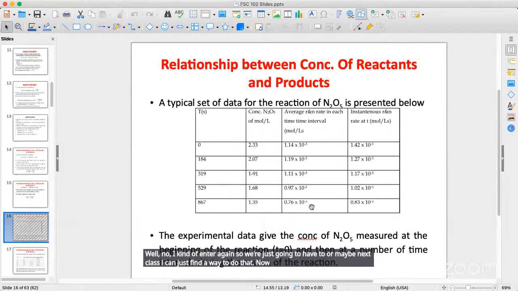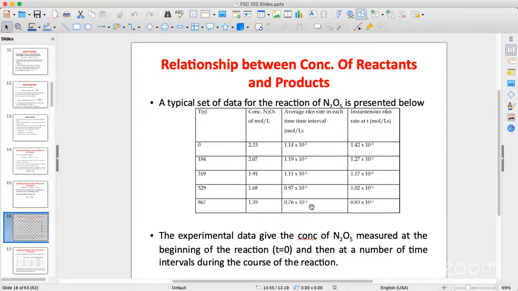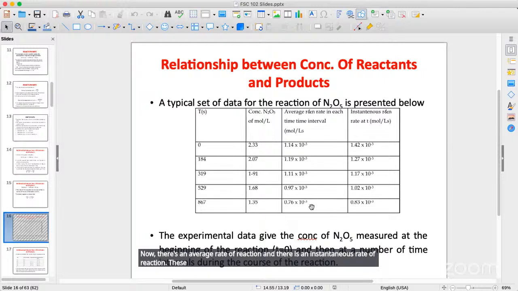Now, there's something called average rate of reaction and instantaneous rate of reaction. Because if you look at this table, while we were trying to cut short our slide, I think we removed almost everything I found important, but we needed to remove some of those things so that we can compress the slide. But again, we find ourselves there. Now, there's an average rate of reaction and there is an instantaneous rate of reaction. These two are very important. Now, remember that when we started, there was something we mentioned. We are still going to talk about the table and the data here.